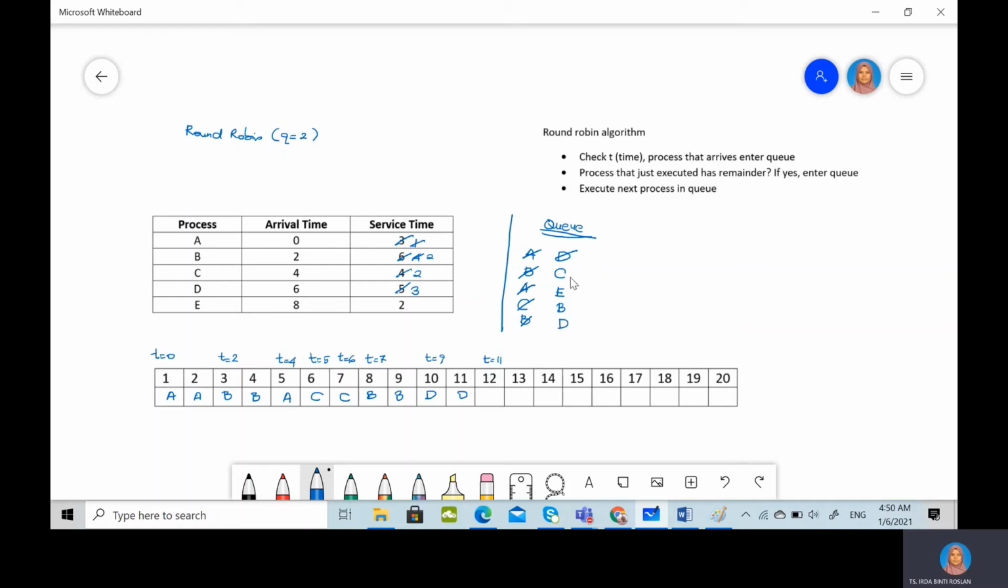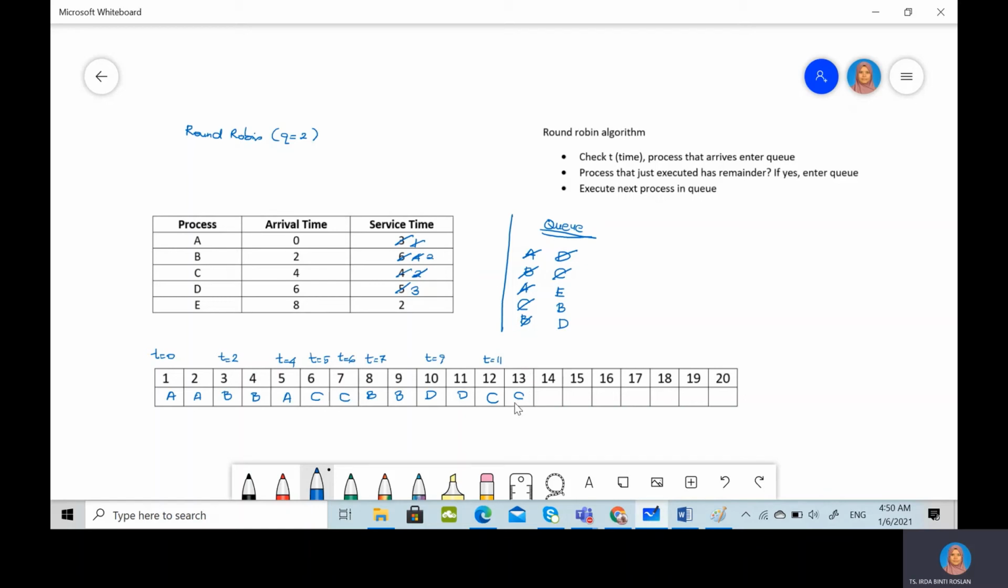So next, execute C. C has 2, so C, C. Does it have any more remainder? No more. C already finished.